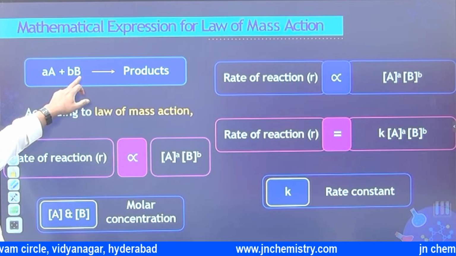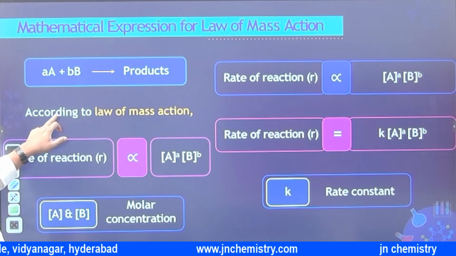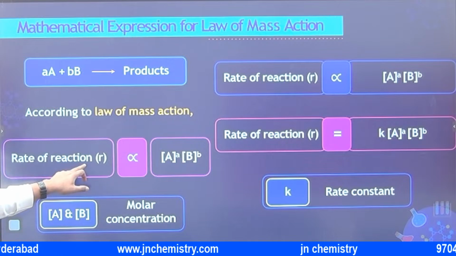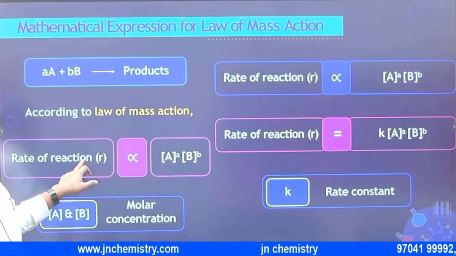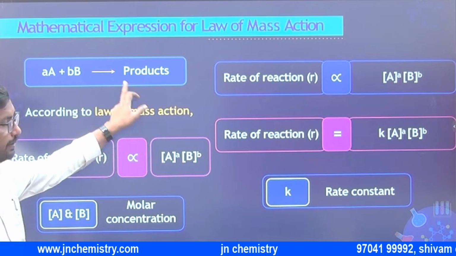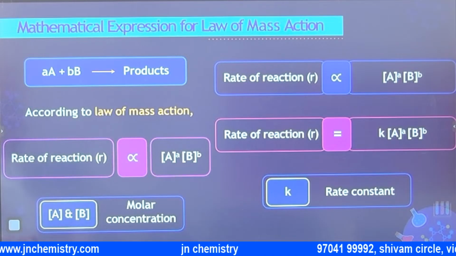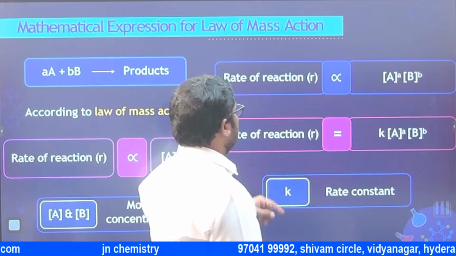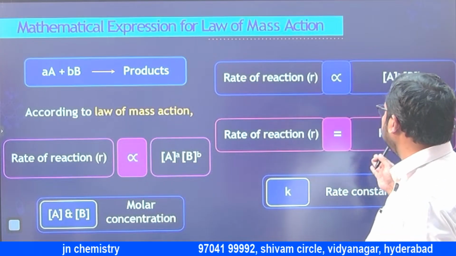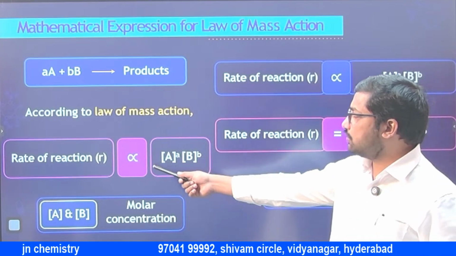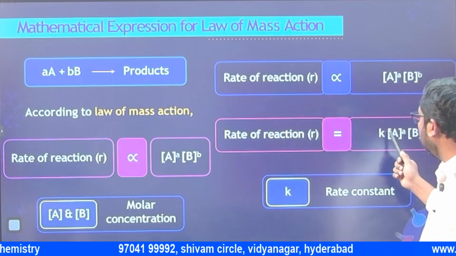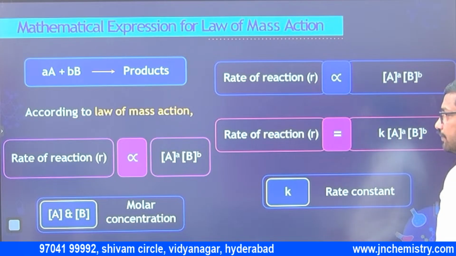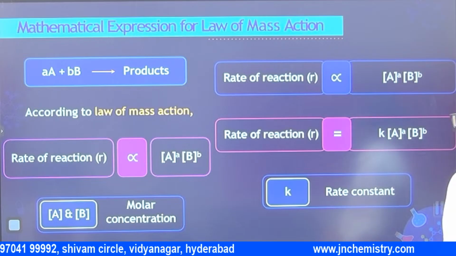So aA plus bB gives rise to products. According to the law of mass action, I told you, the rate of the reaction is directly proportional to [A] power a and [B] power b. It is the molar concentrations of A and B. If you remove the proportionality sign, the rate equals k [A] power a [B] power b. What is k? The rate constant. k is called the rate constant.